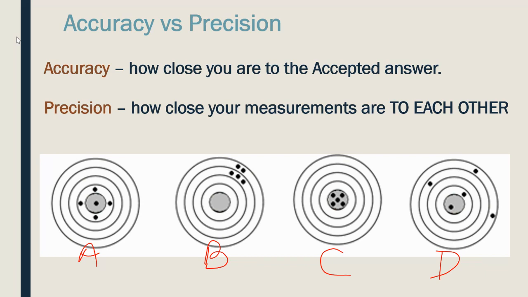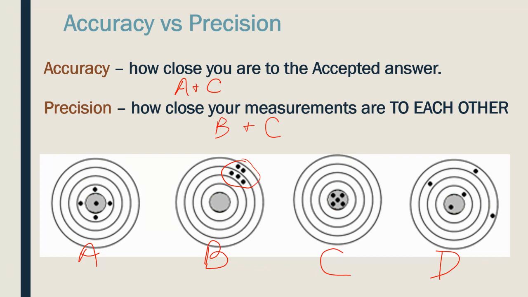And as you can see, if I asked you which of these targets were accurate, so which one was closest to the accepted answer, hopefully you could recognize that target A and target C are both accurate, right? They're getting close to that bullseye. If I asked you which were the most precise, which ones were just close together to each other, then B, right? You got a nice grouping here, and C is also precise.